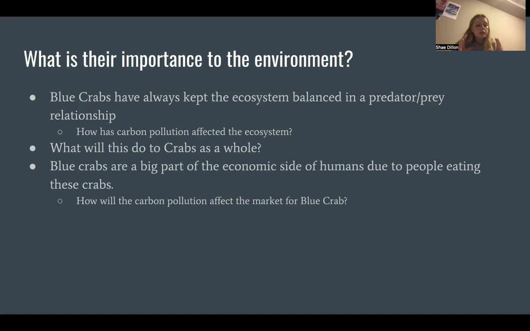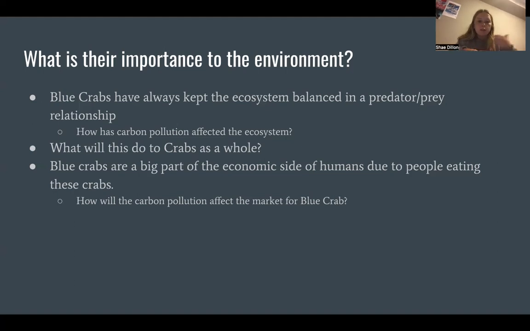Although this is making the crabs a lot bigger, the meat inside of the crabs is staying the same size. So this can be an issue when we go into the economic side with humans, because it is really big in the South to eat blue crab. And so if we have bigger crabs but smaller meat, the market can actually crash because people are seeing these big crabs and not getting what they're wanting. So it can cause market sales to go a lot down.